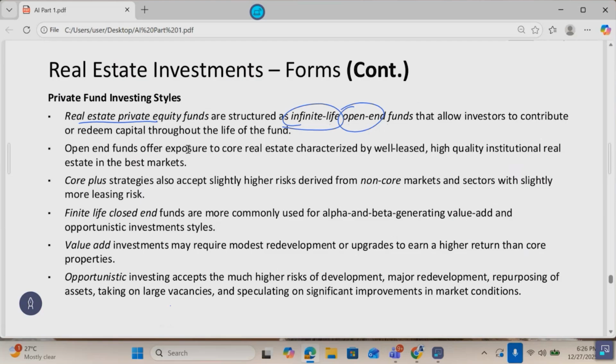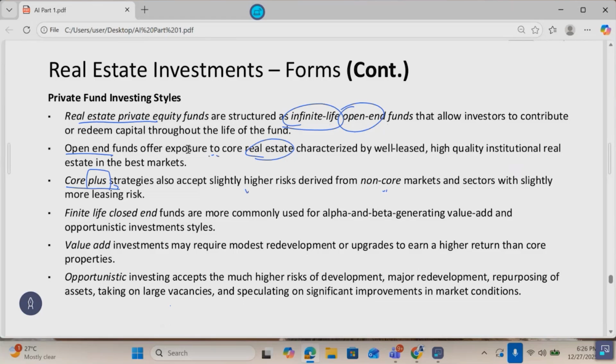Now, open-ended funds obviously give you exposure to core real estate, right? They allow you to invest and get exposure to the real estate. Then core plus strategies: they'll accept slightly higher risk derived from non-core markets and sectors with slightly more leasing risk. Okay.